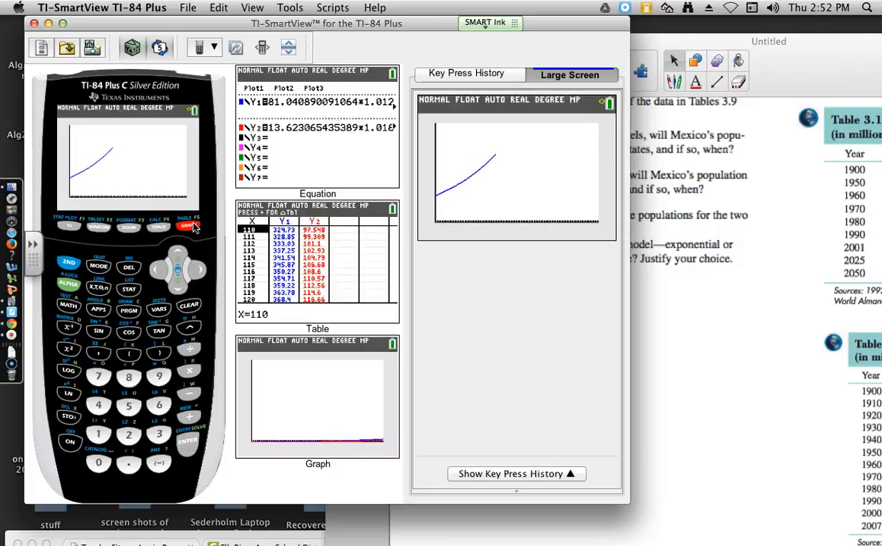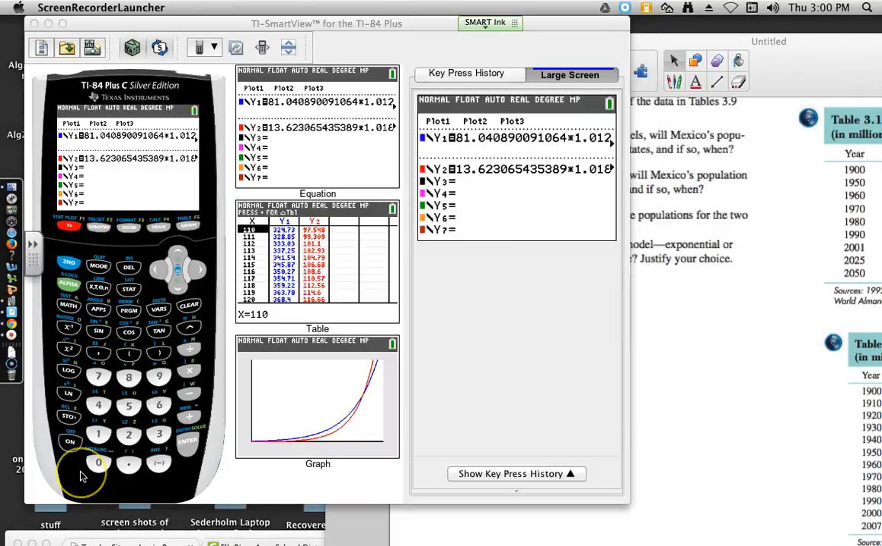So there's the United States. That was the first one that I had graphed. There is Mexico. So what do we see? They're not intersecting just yet. So let's go into the window. They were not intersecting with the window that we saw.